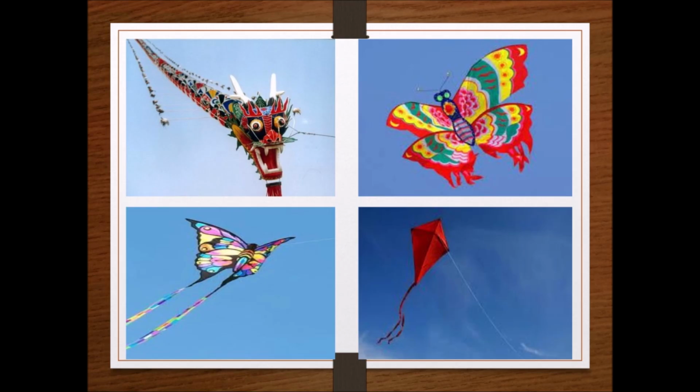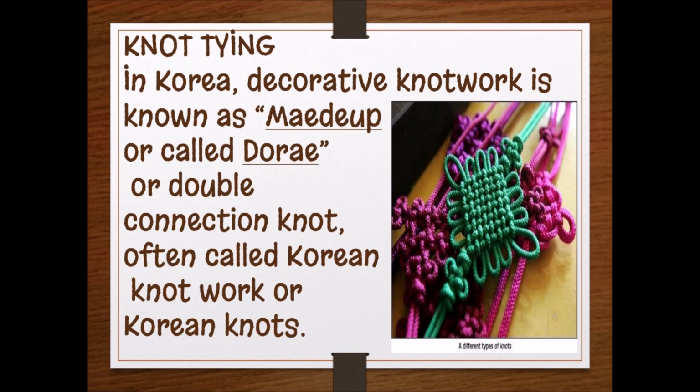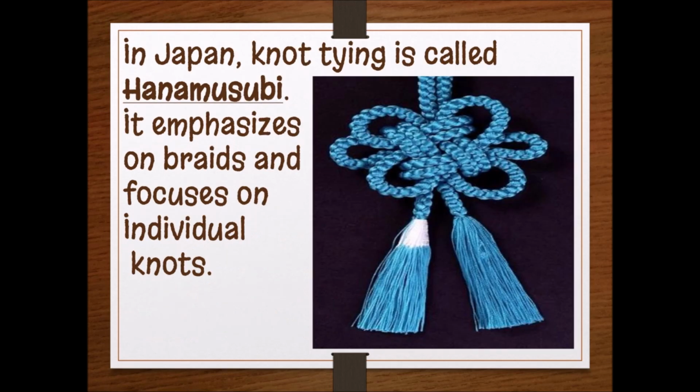In Korea, decorative knotwork is known as maedeup, or dore, or double connection knot, often called Korean knotwork or Korean knots. And in Japan, knot tying is called hanamusubi. It emphasizes braids and focuses on individual knots.